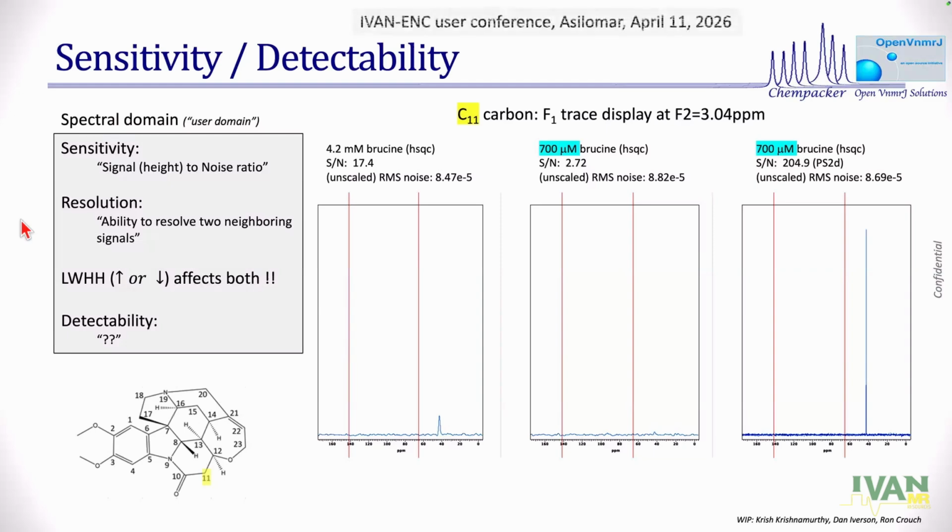Hopefully, we will have a discussion about it at the ENC conference. I'm planning to talk about this. I don't have an answer, but definitely signal to noise is not detectability. That is a 204 to 1 signal to noise, but it is the same sample I'm able to detect. So what is the definition of detectability? It is a bigger discussion. I don't know the answer, but it's a work in progress.